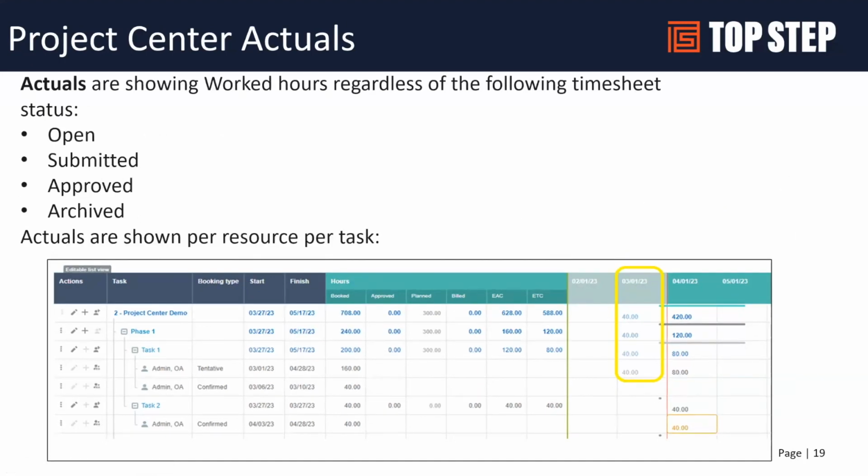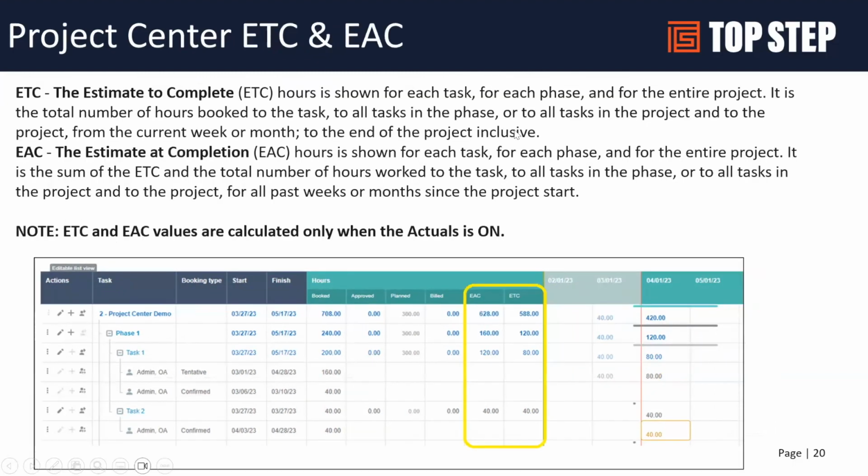When it does include the actuals, it is all worked hours, so it's not filtering by any approvals, archived, or any other status, and it will show it per person, per task, if you're going down to a task level. So be aware. And I mentioned the ETC and the EAC, and these are only available when you have actuals enabled. So turning on the actuals gives you the ability to see those details inside of the Project Center.